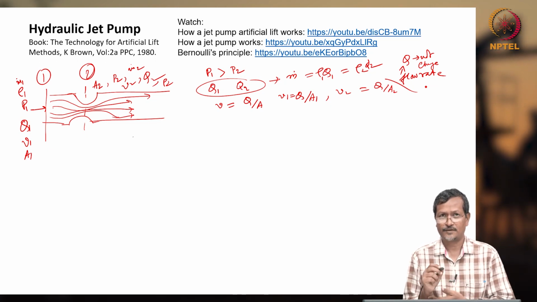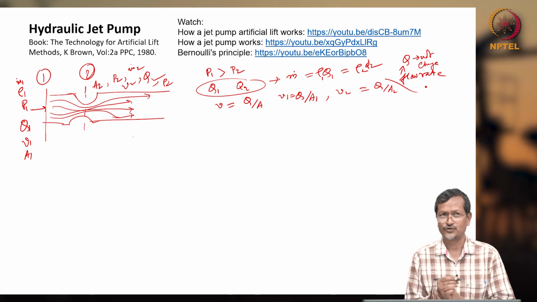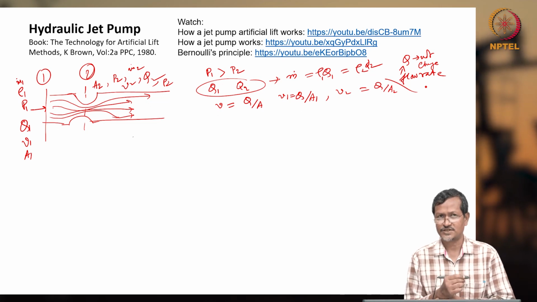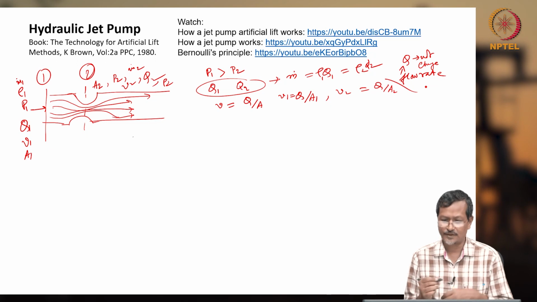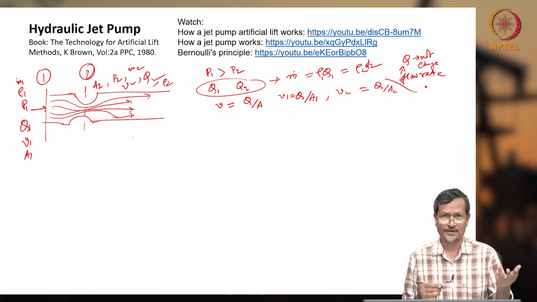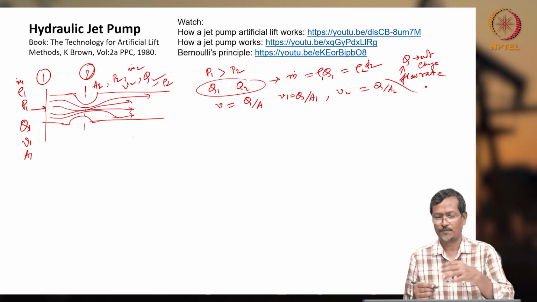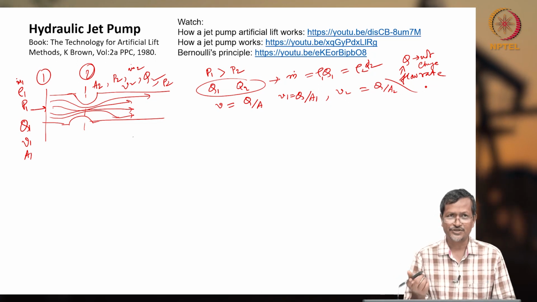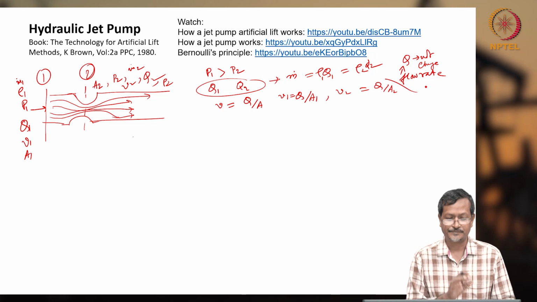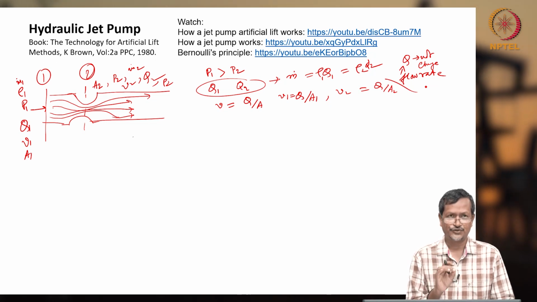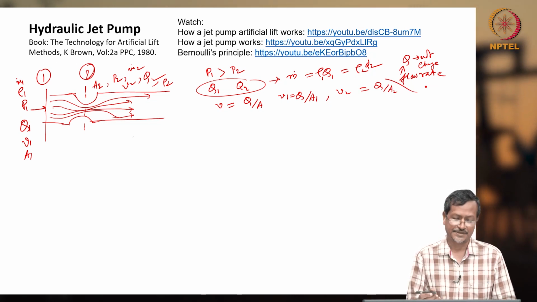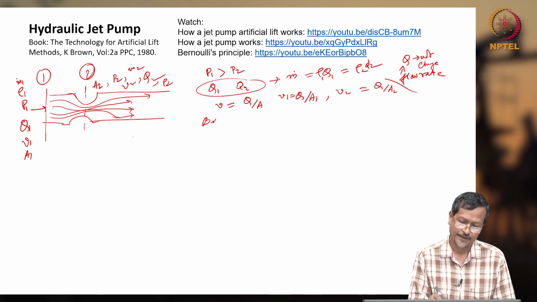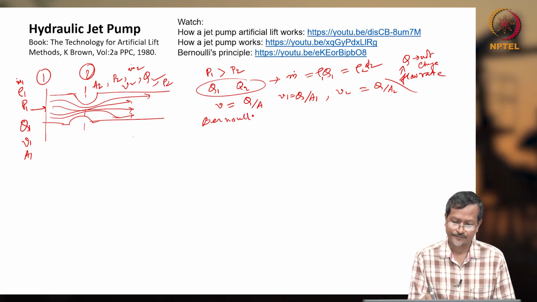And in this type of problem, normally we assume there is no energy loss because of heat transfer or frictional pressure drop. If you include that, it will create a more complex problem, but we are assuming there is no energy loss. So the mass conservation and energy conservation rules will be applied. And for this Venturi meter, we are using Bernoulli's principle.